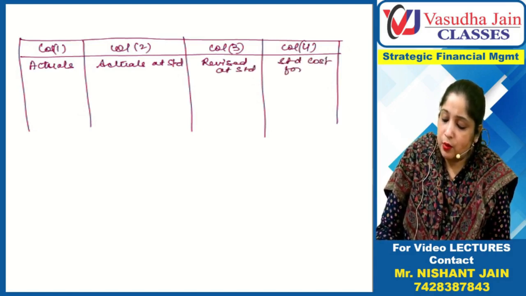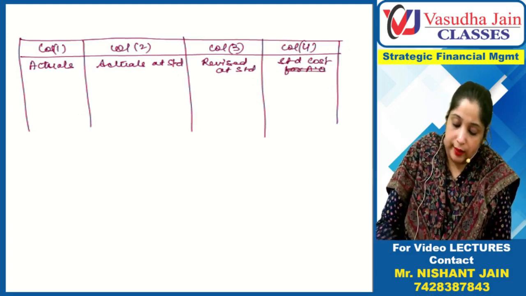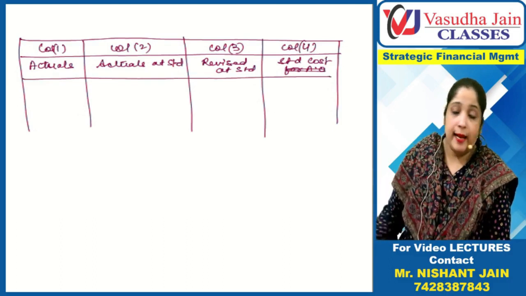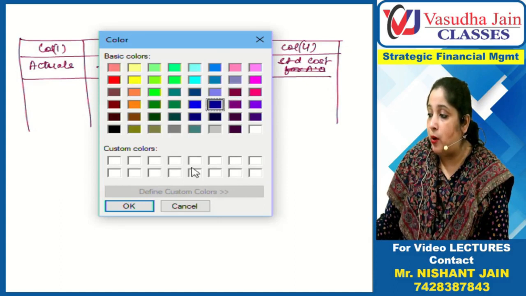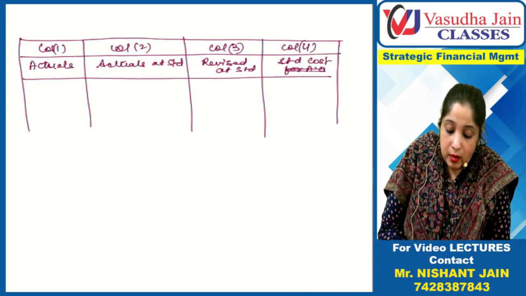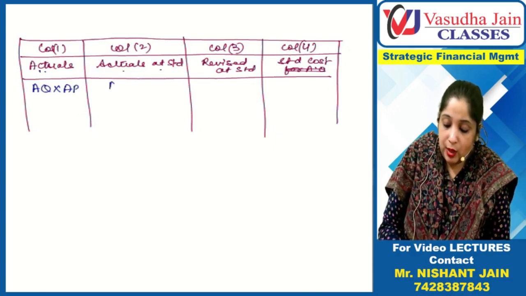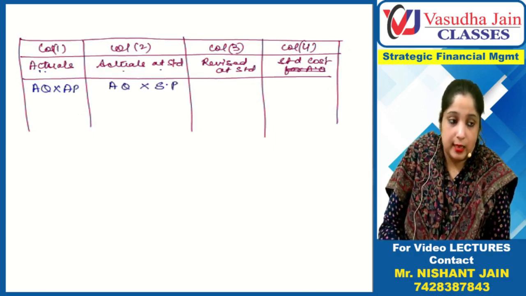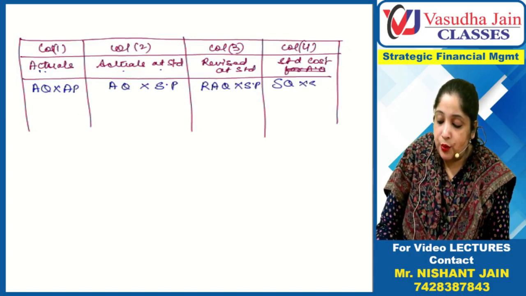And my dear students, you can write for actual output, or don't write. Then how do I write the formulas, ma'am? For exam, formula is very important, very easy. You have written the names. If you see the name, you can write the formula. It is actuals, so it's actual quantity into actual price. What is this? Actual quantity at standard price. What is this? Revised actual quantity at standard price. And what is this? Standard quantity into standard price.